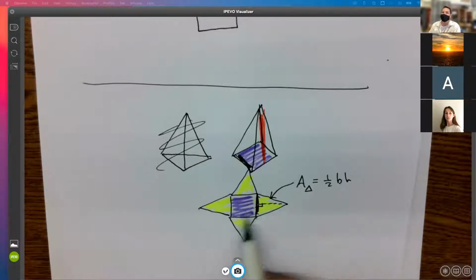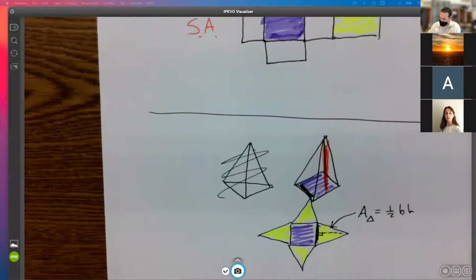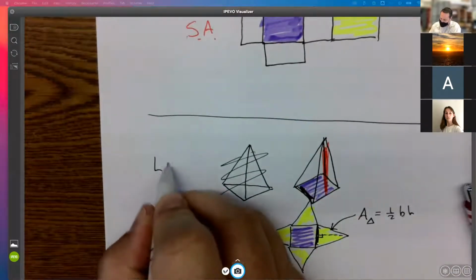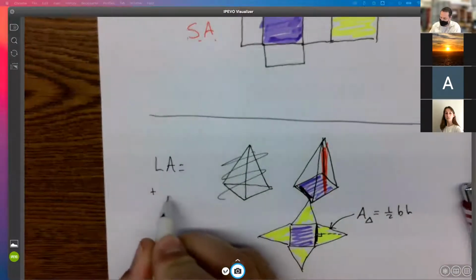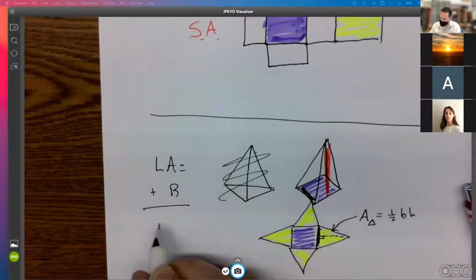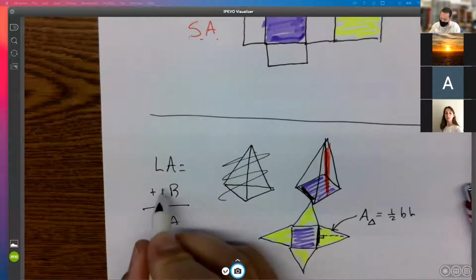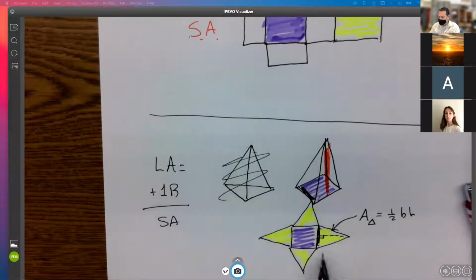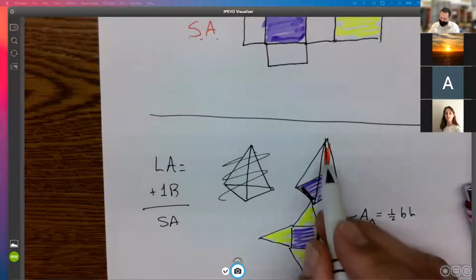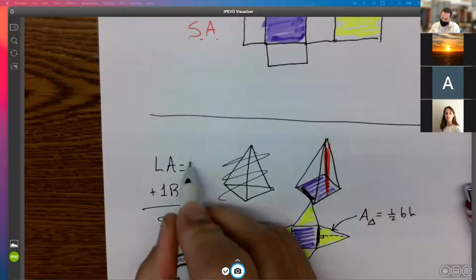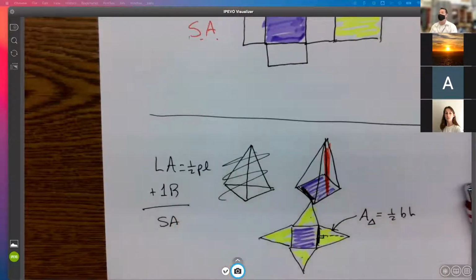So what we're looking at here is this pyramid shape. And just like we did before, we're going to say that the lateral area plus the bases will make the surface area. But this time, how many bases will we use? Just one. And for the lateral area, if we wanted to add up all four of these triangles, we'd have to do 1/2 base times height, and we have to use this new height. So the lateral area formula is 1/2 PL.